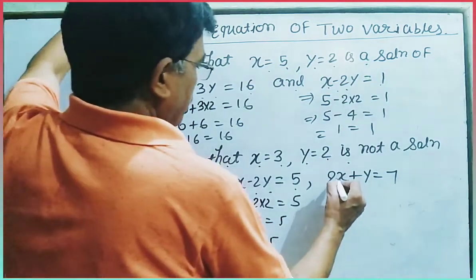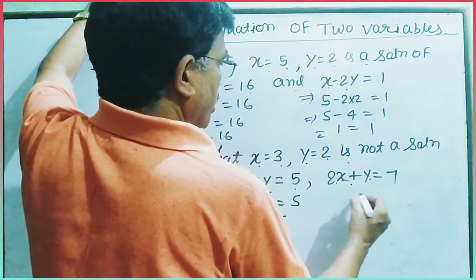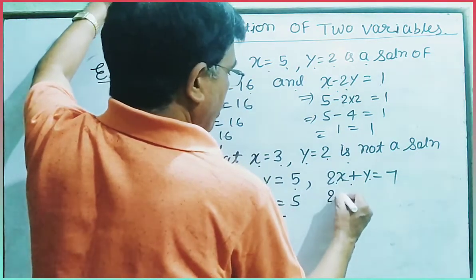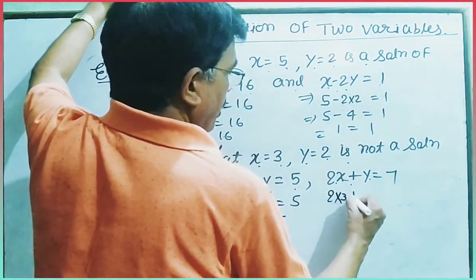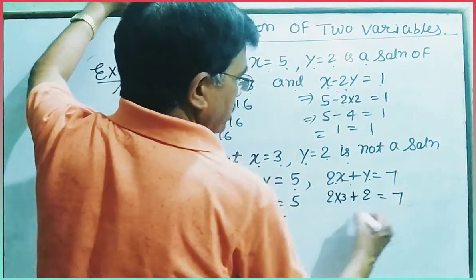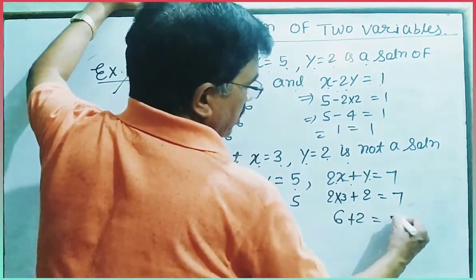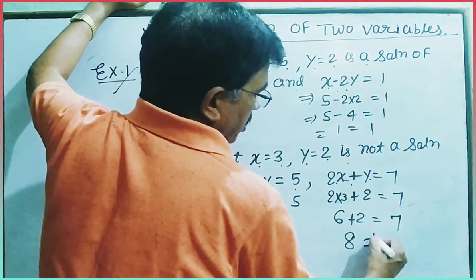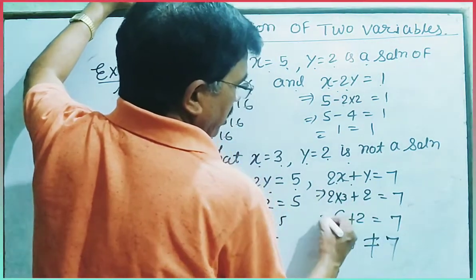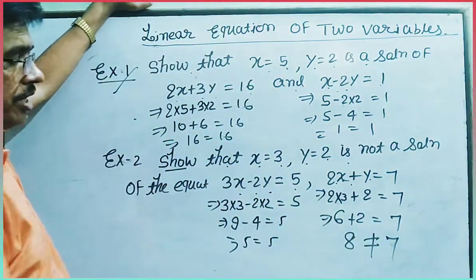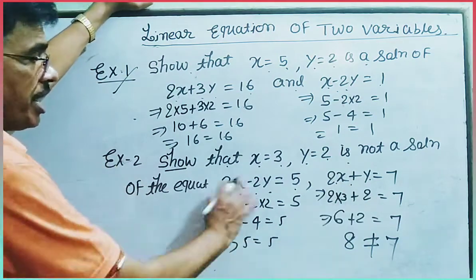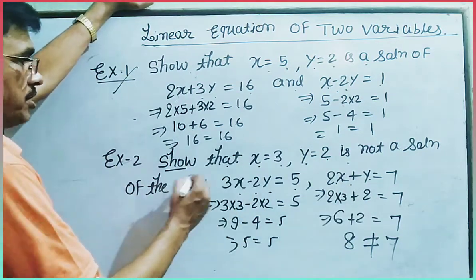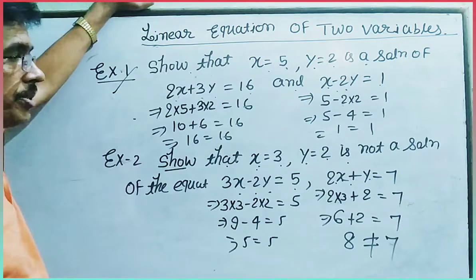And here is 2x plus y is equal to 7. Then 2 into 3 plus y, which is 2, is equal to 7. Then 6 plus 2 is equal to 7. Then 8 is not equal to 7. So it is clear it does not satisfy the equation. If any equation does not satisfy, then it is wrong, it is not the solution of the given equation.